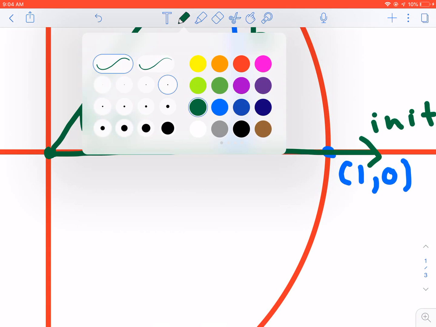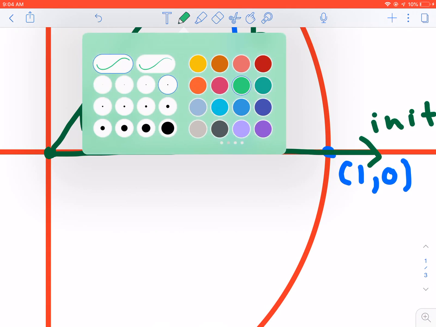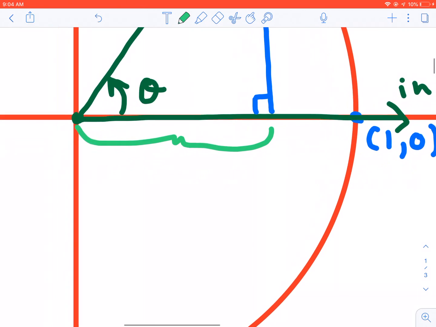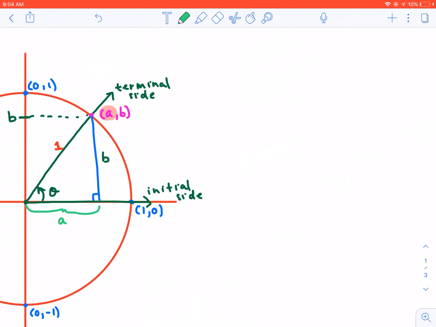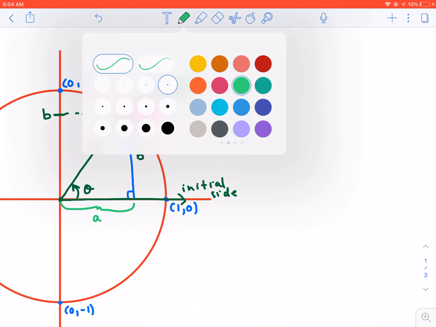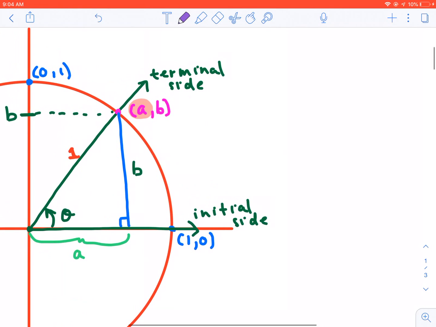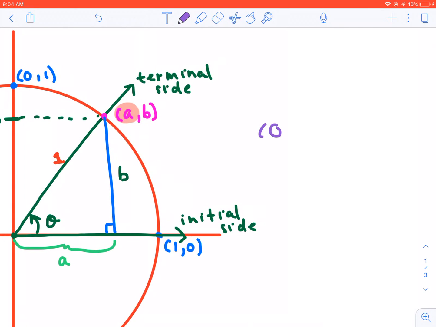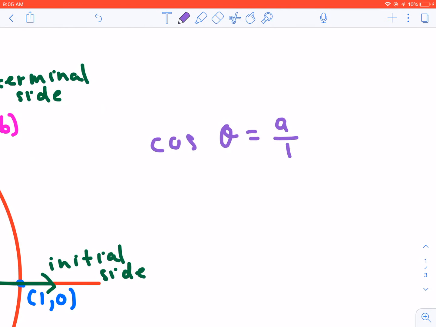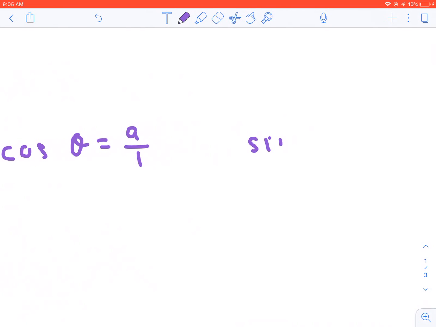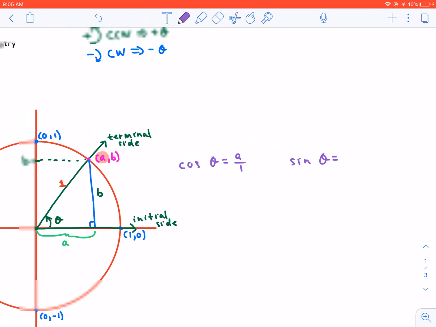And just trying to pick a color. Alright. And that length is going to be a. So, if we do our basic trig, we can say cosine of theta is equal to adjacent over hypotenuse, that's a over 1. And if we did sine of theta, that would be opposite over hypotenuse. For angle theta, that would be b over 1.